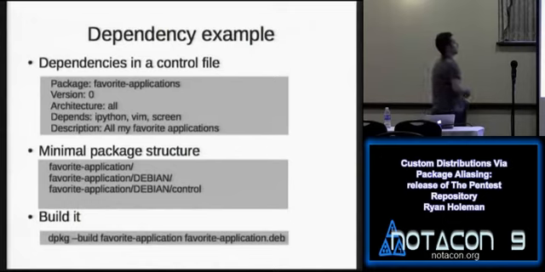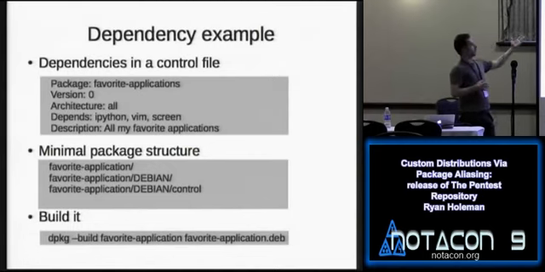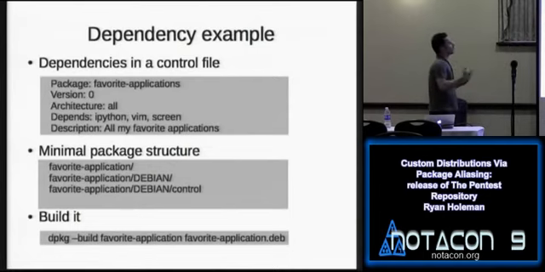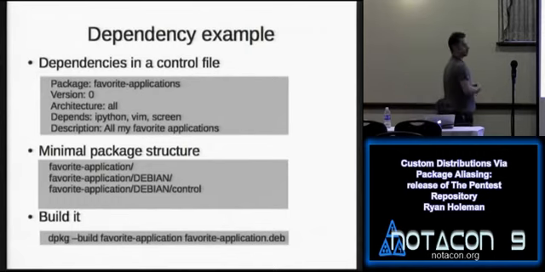So we have our control file again. You could actually take all this right here as I go through it and run it on your computer right now, and you would have a package that would install these applications. For our control file, open up your editor, Vim, whatever, and create your package. We named it favorite-packages here, version number 0, architecture all, and dependencies. I am listing multiple dependencies here. I'm saying IPython, Vim, and Screen, and I'm saying these are my favorite applications just because I use them all the time. And then we're going to create a directory structure in order to put this control file in.